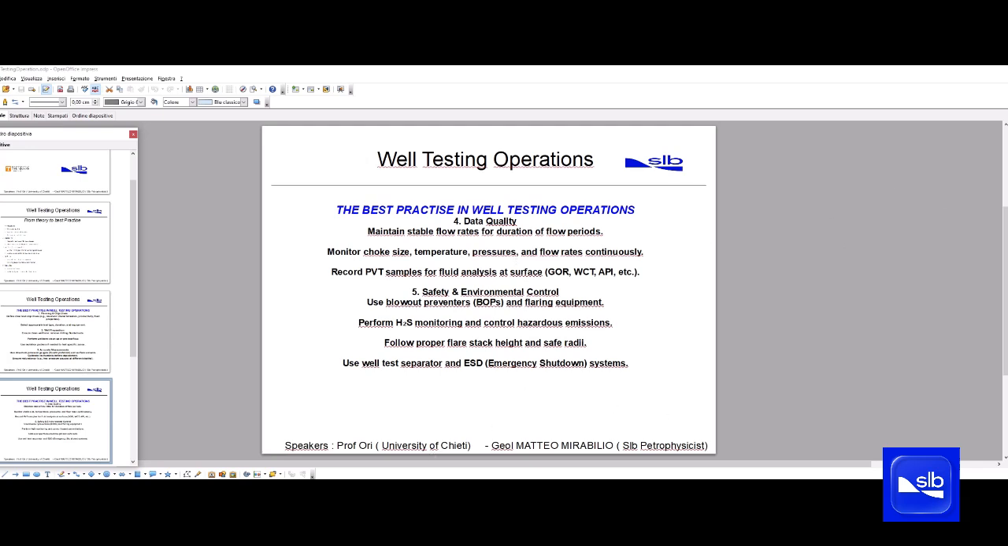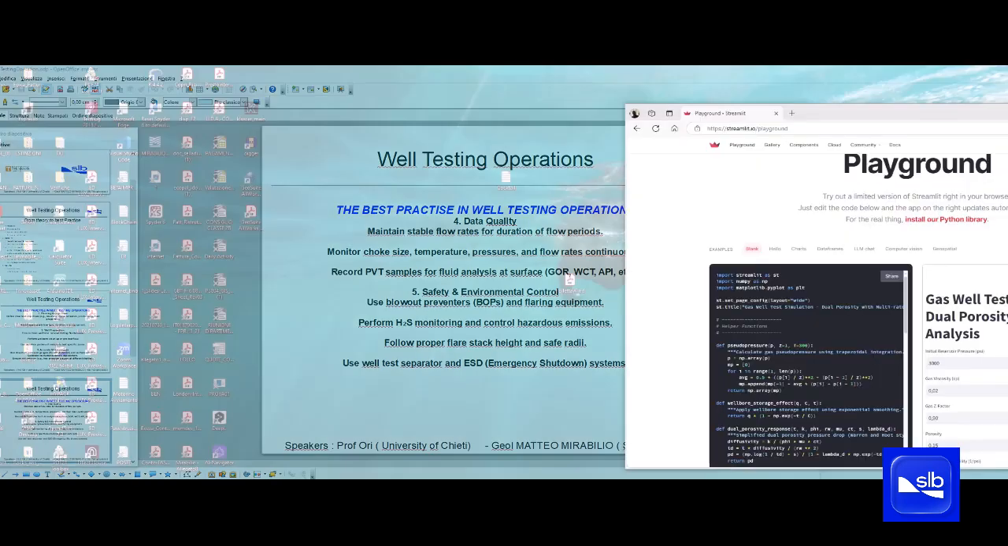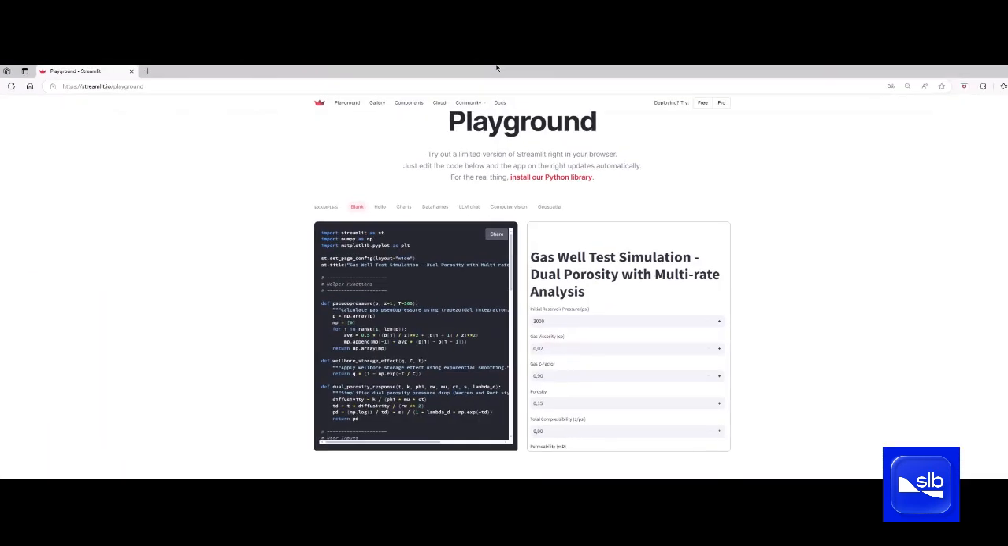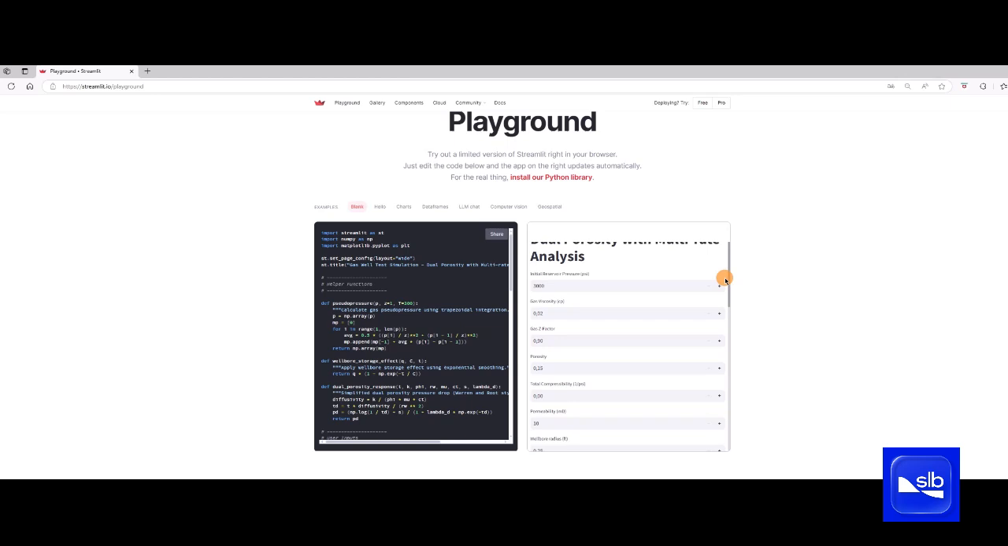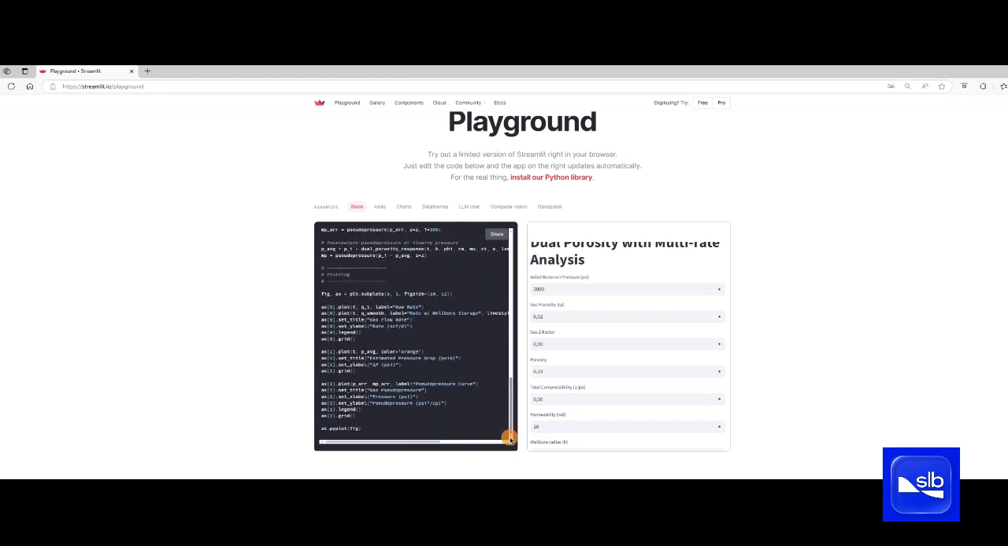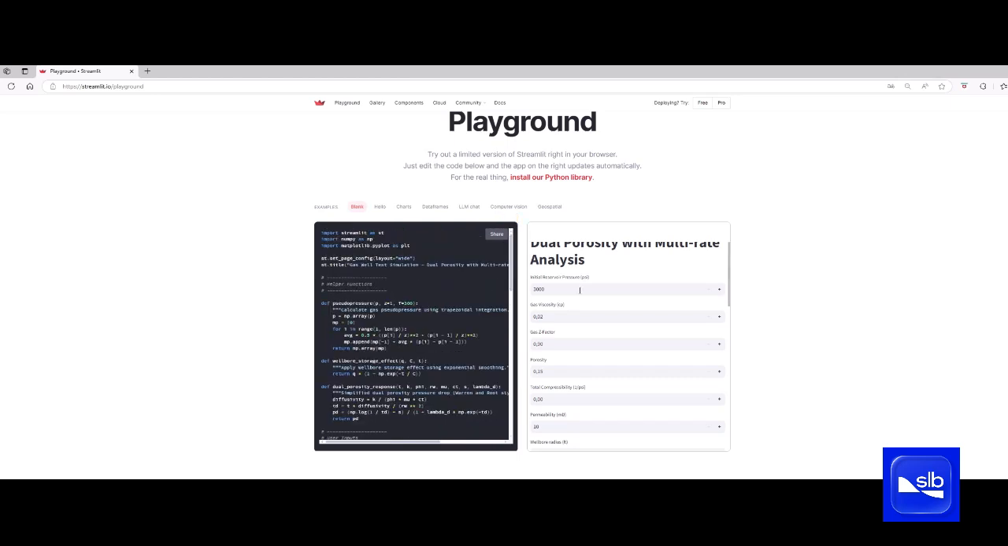So today we have just prepared a brief summary of a simulation for gas well testing in a sandstone reservoir. We have a gas test simulation for dual porosity and with multi-rate analysis. There are various parameters you can manipulate or change; this is an online app built in Streamlit.